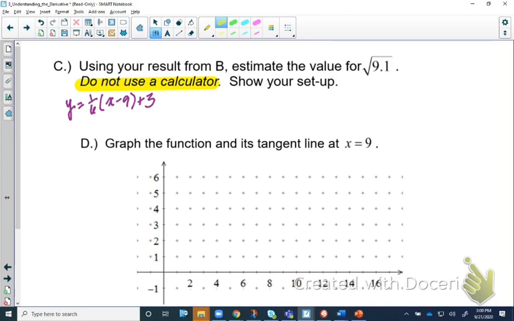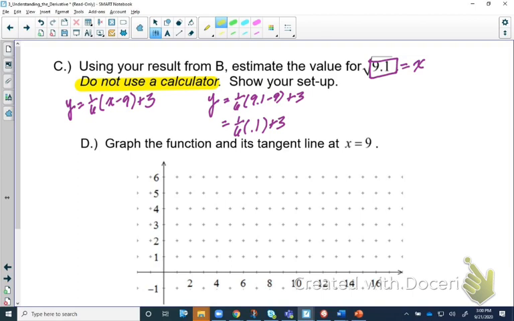So basically what we're going to do is plug in the value where x is 9.1. So this 9.1, that is x. So I'm going to substitute that into my equation. So I'm going to get y is equal to 1 over 6 times 9.1 minus 9, plus 3. So I'm going to get 1/6 times 0.1 plus 3.